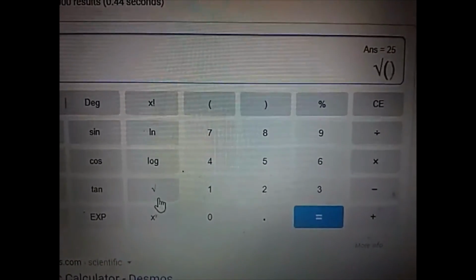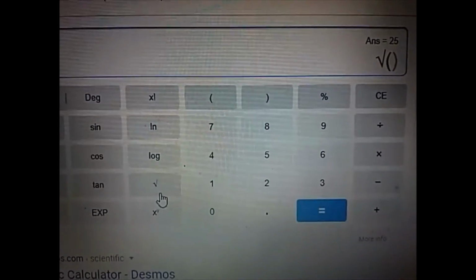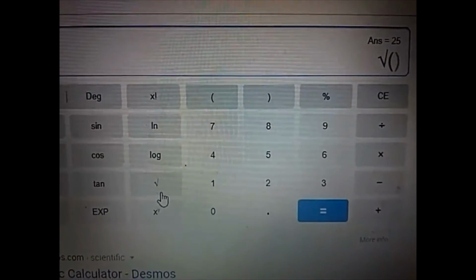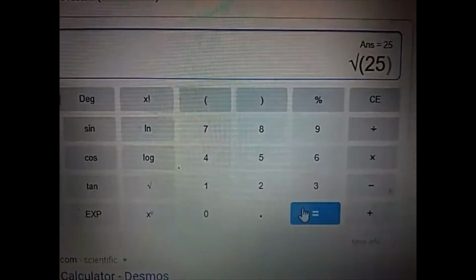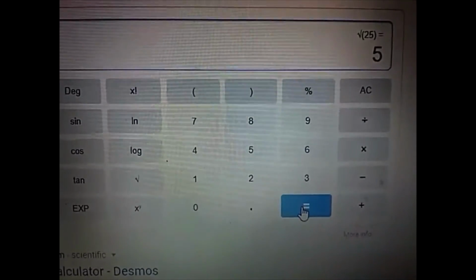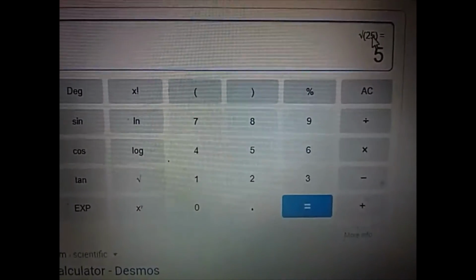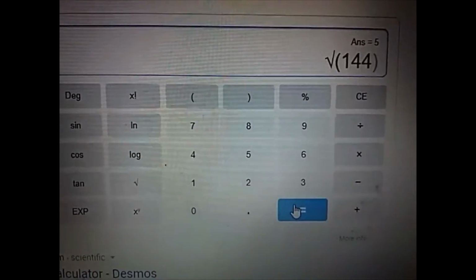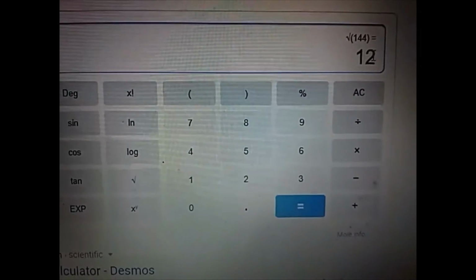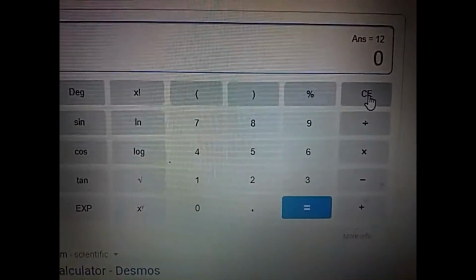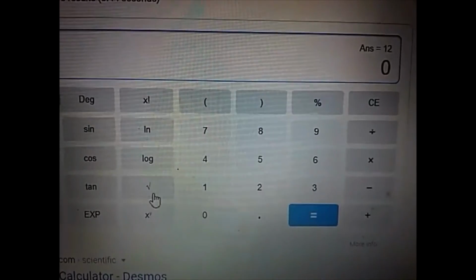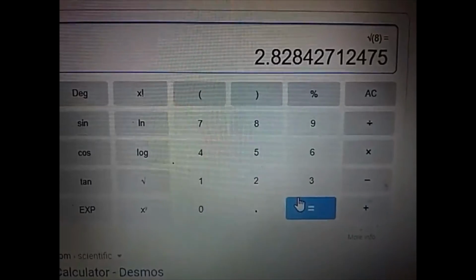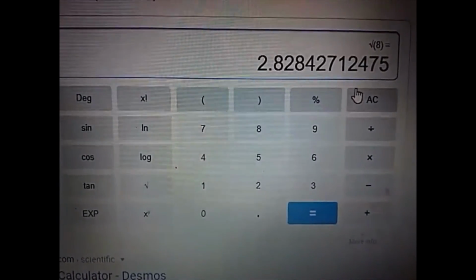Now, square roots are the inverse function of squaring a number. The square root of 25 is 5. And when you solve square roots, you are trying to figure out which number multiplied by itself equals that number. And the square root of 144 is 12, because 12 times 12 equals 144. Now, what would happen if you submitted a number that is not a square number, for instance, 8? You get an irrational number in between 2 and 3.